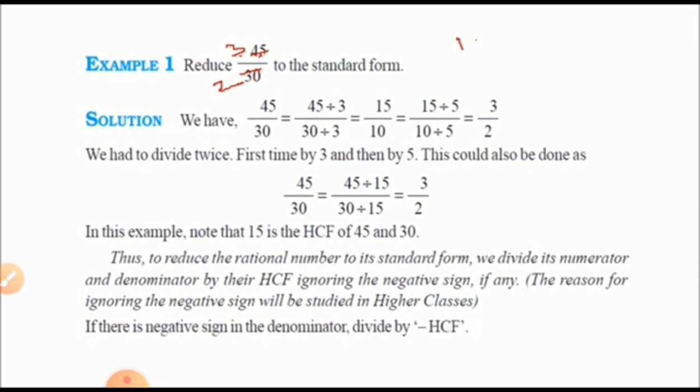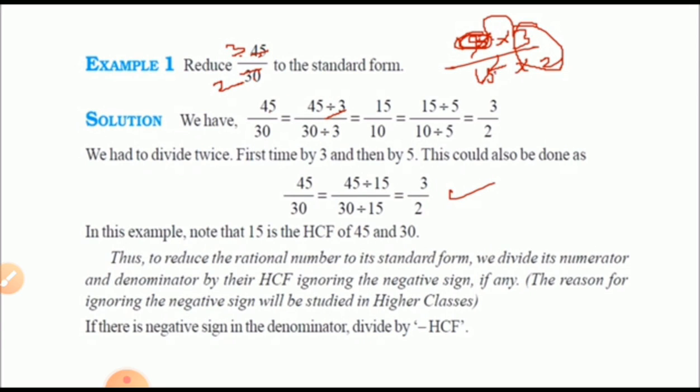Again 15 upon 10 has a common factor. Yes, 5. Both numbers can be divided by 5. So 15 divided by 5 gives 3 and 10 divided by 5 gives 2. So the final answer is 3 upon 2. 3 and 2 are both prime numbers, or you can say numerator 3 and denominator 2 have the common factor 1 only. So you can say 15 is the HCF of 45 and 30.